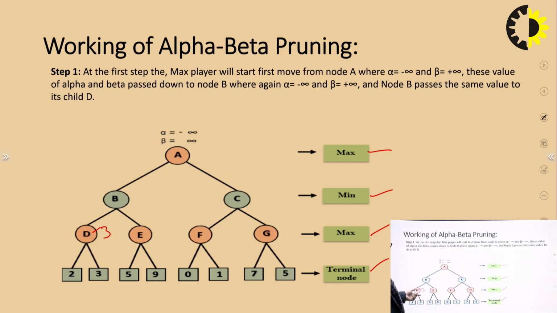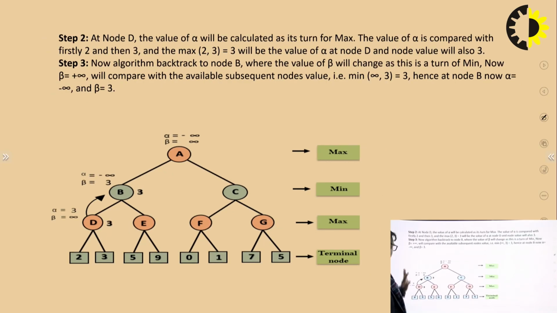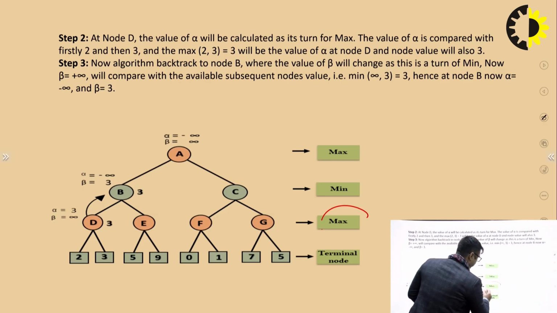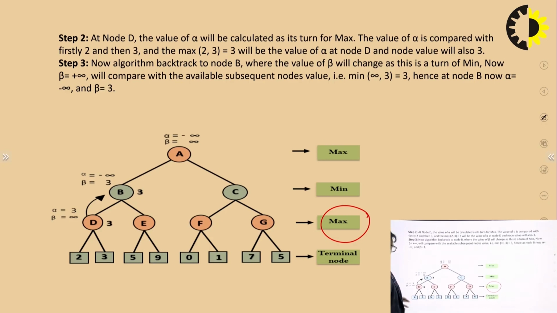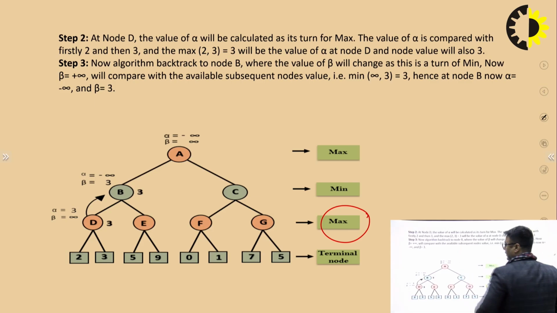Now we have to decide the value here. Alpha is 3 and beta is infinity, because here we consider the max value. Between 2 and 3, 3 is the greater value, so this node performs the max operation. The max value considered is 3, so the alpha value is 3 and the beta value is infinity. That value moves back in the direction of B. In step 2, you read down.